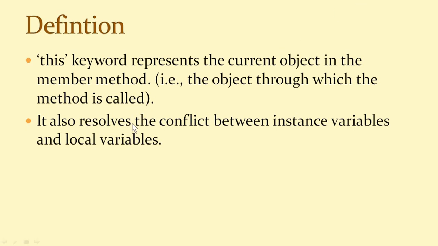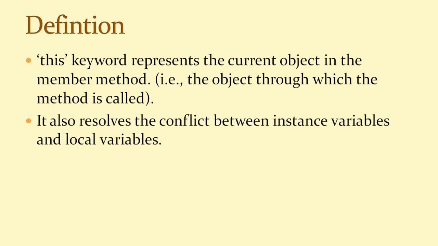It also resolves the conflict between an instance variable and a local variable. We are going to see what an instance variable and a local variable are with the help of a program. First, what is an instance variable? A variable which is declared above all the methods, that is, outside the member methods, we call an instance variable. That means you can call it a global variable. It can be used inside any method you want, throughout the program.